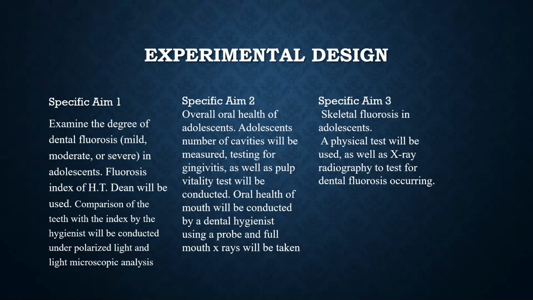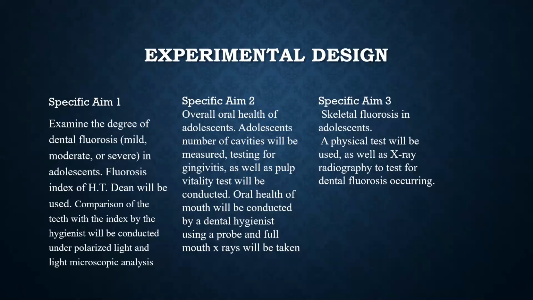To accomplish our aim 2, which is the overall oral health of adolescents, the adolescents' number of cavities will be measured. The test for gingivitis will be conducted, as well as pulp vitality tests. The oral health exam will be conducted by a dental hygienist using a probe to test the degree of gingivitis occurring within the individual, and full mouth x-rays will be taken to see how many cavities are occurring with these individuals as well. And for the pulp vitality test, what we will be doing is using a cold and hot stimulus on the tooth to see how the pulp responds to it.